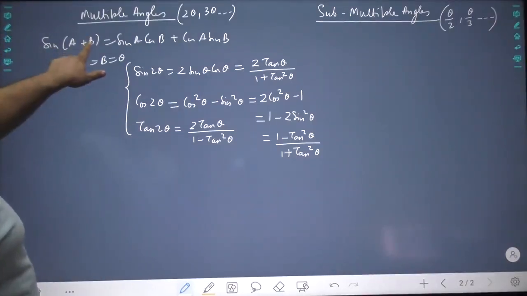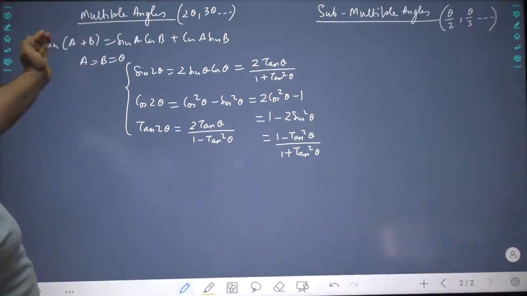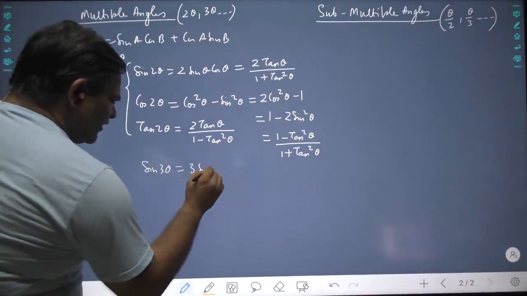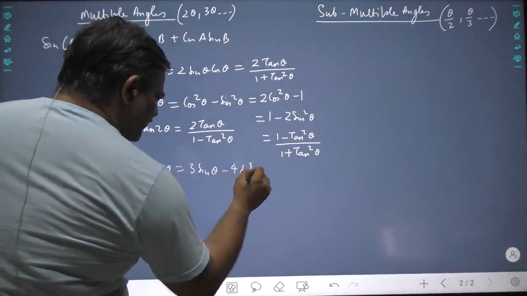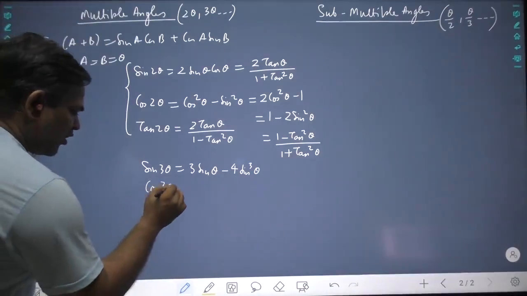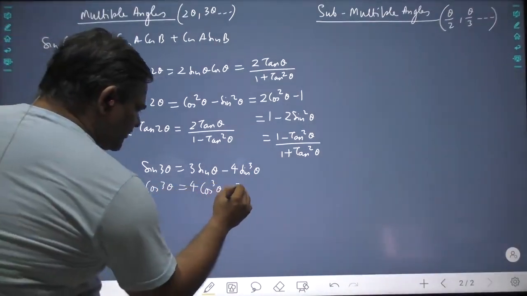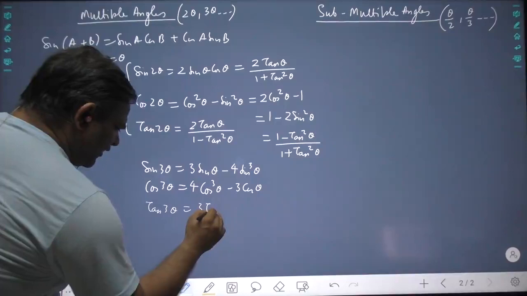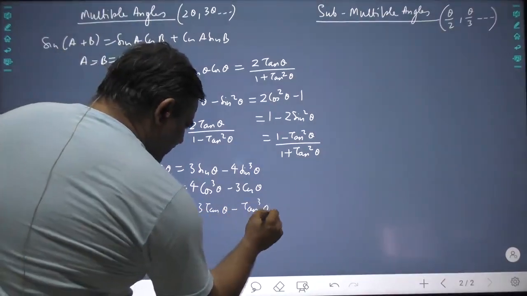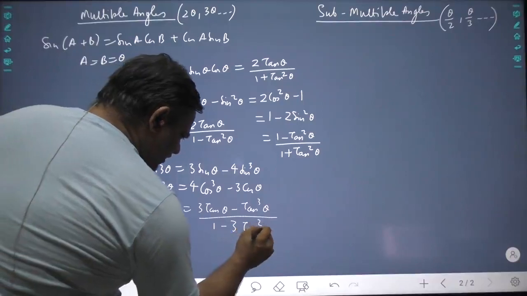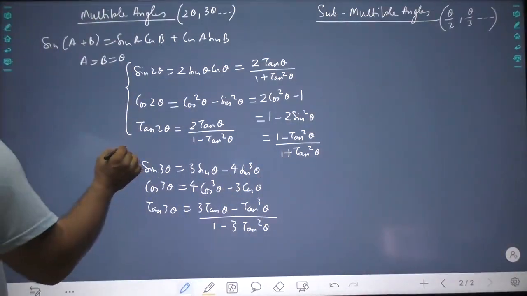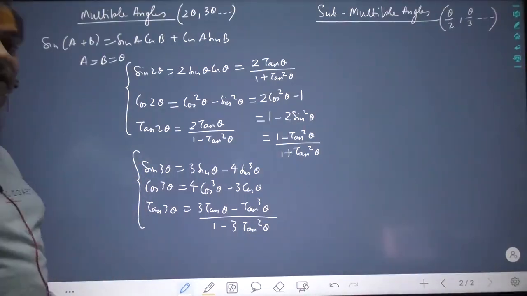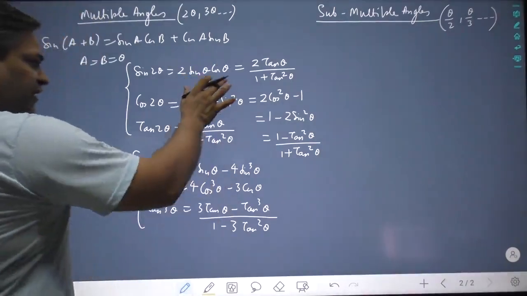Now in the same formula, you put A equal to 2 theta, B equal to theta, you get sin 3 theta, and on manipulation you must remember sin 3 theta is 3 sin theta minus 4 sin cube theta. Similarly, cos 3 theta is 4 cos cube theta minus 3 cos theta. Similarly, tan 3 theta is (3 tan theta minus tan cube theta) upon (1 minus 3 tan square theta). These formulas must always be remembered. First tell me, did you understand all of them?